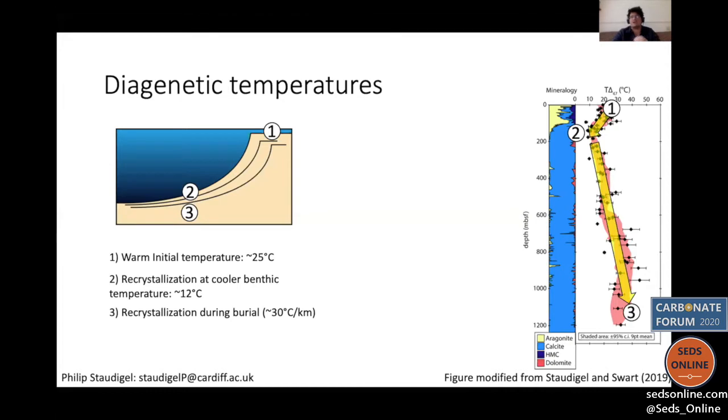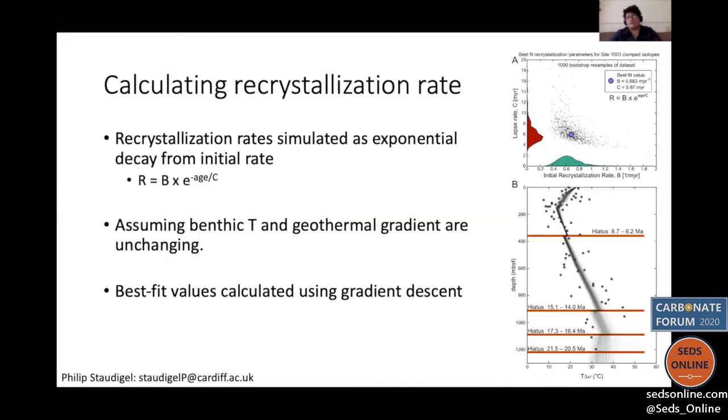In order to actually come up with quantitative estimates, we resampled our data set a number of times, and each time we fit it with a gradient descent algorithm in order to calculate the recrystallization rate parameters. In this case, it's an initial recrystallization rate, which is given as B, in units of 1 per million years, and the lapse rate, which is simply in millions of years. And you can see that we come up with generally decent confidence in where our bulk recrystallization rate is for these sediments. This is all detailed in the manuscript that we have in submission, but in the interest of brevity, I'm going to continue.